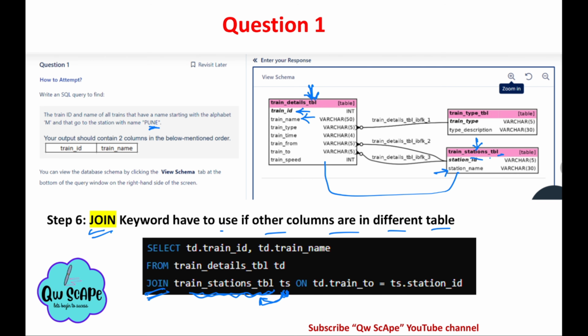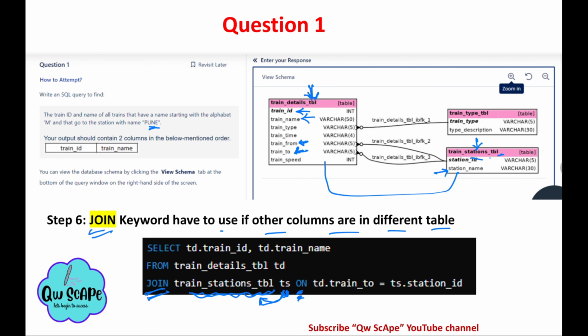After that, what do you have to do? You have to see the on here. We are joining these two tables, and we have to make clear on what basis we are joining. As you can see, some of the column names are train from, which means from which station the train is starting, and train to, which means which station the train is going to. So on what basis do we have to make the join?